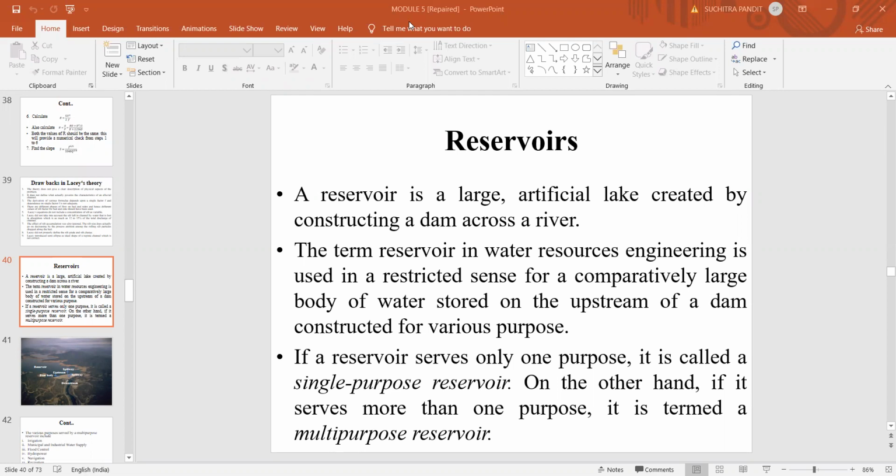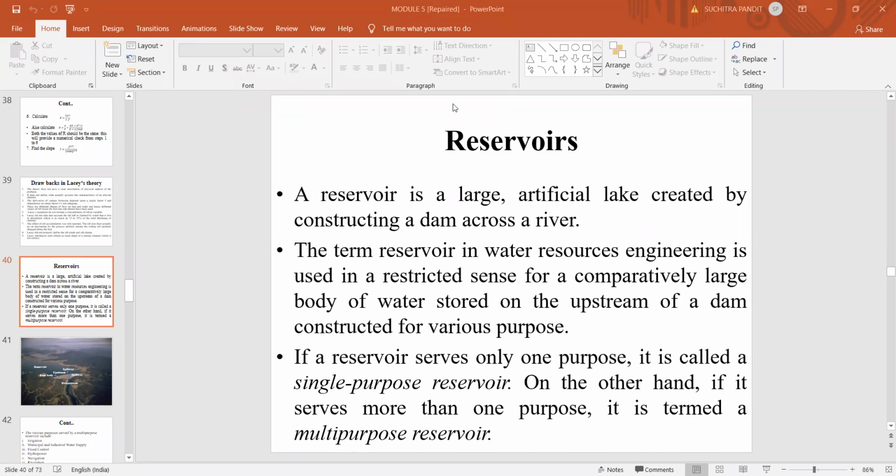Okay. So the last portion in module 5 is the reservoirs. So in the previous class, we have discussed the channel design by Kennedy's method and also Lindsay's method of channel design. And the last portion in module 5 is reservoirs. So all of you know what is a reservoir.